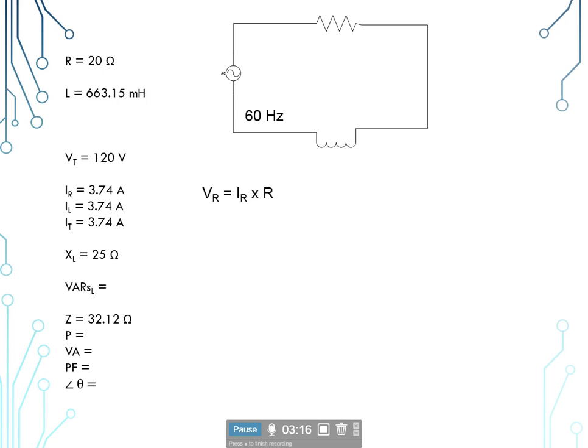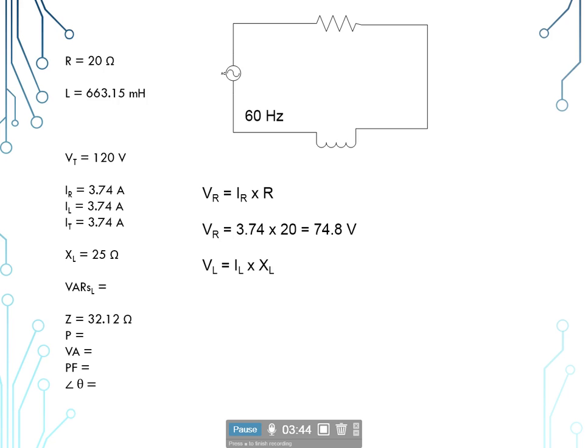Now we're going to be looking for our voltage drops. Our voltage drop at a resistor will get a little specific. It is Ohm's law. So our voltage at the resistor is equal to the current at the resistor times the resistance of the resistor. So we know we have a current of 3.74 times a resistance of 20, which will give us a 74.8 volt drop at our resistor.